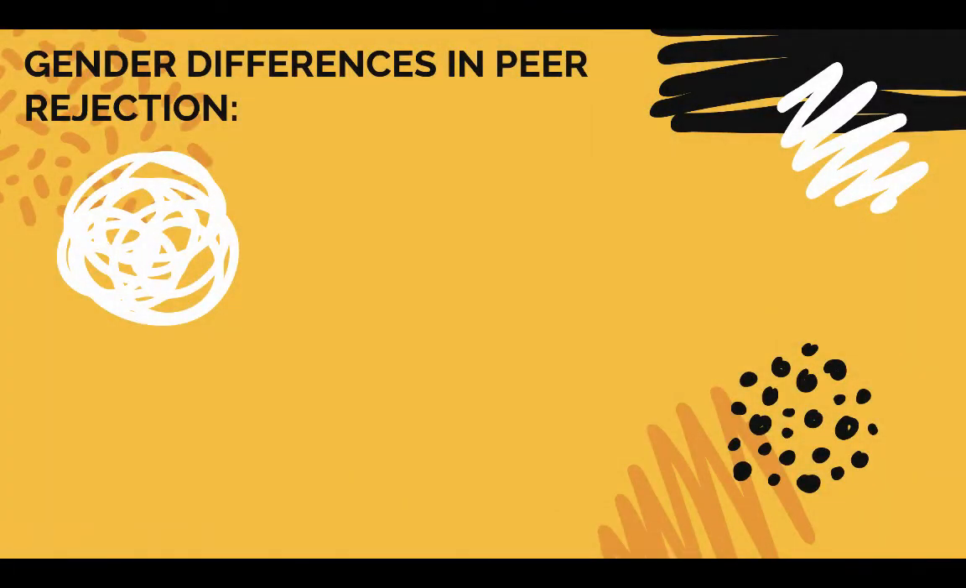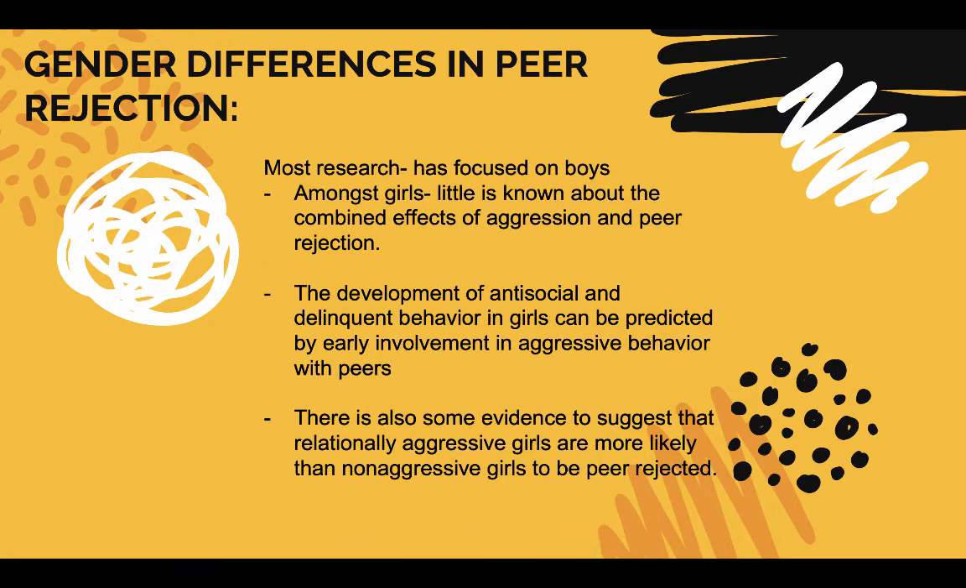Gender differences in peer rejection. Most research has focused on boys. Amongst girls, little is known about the combined effects of aggression and peer rejection. The development of antisocial and delinquent behavior in girls can be predicted by early involvement in aggressive behavior with peers. There is also some evidence to suggest that relationally aggressive girls are more likely than non-aggressive girls to be peer rejected.